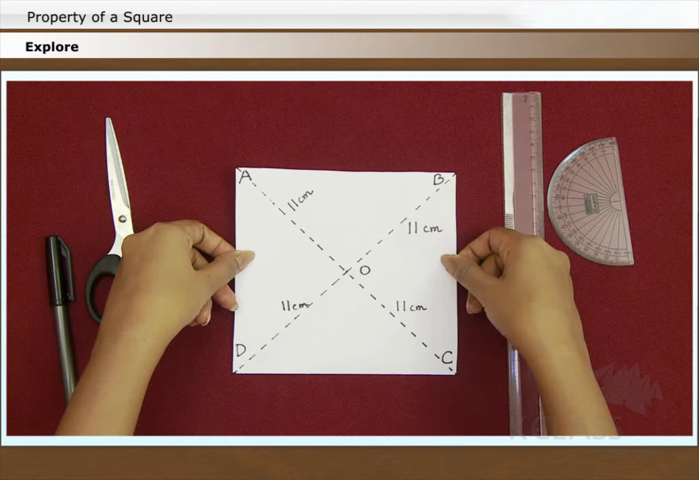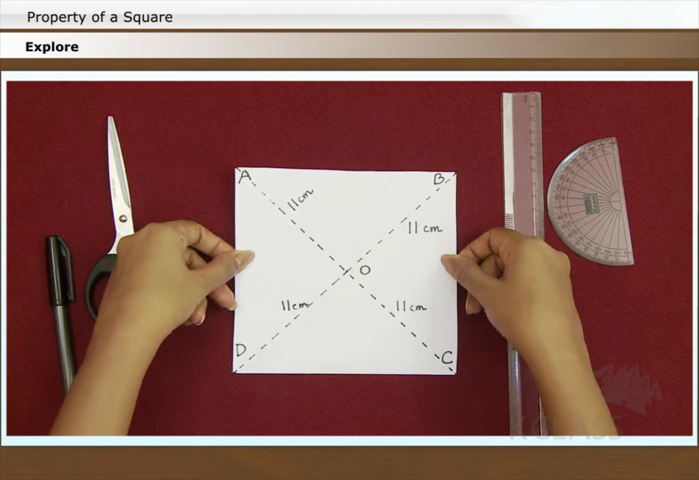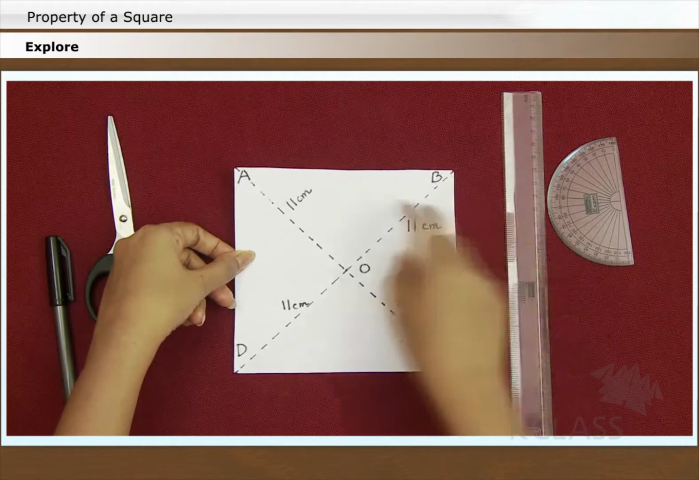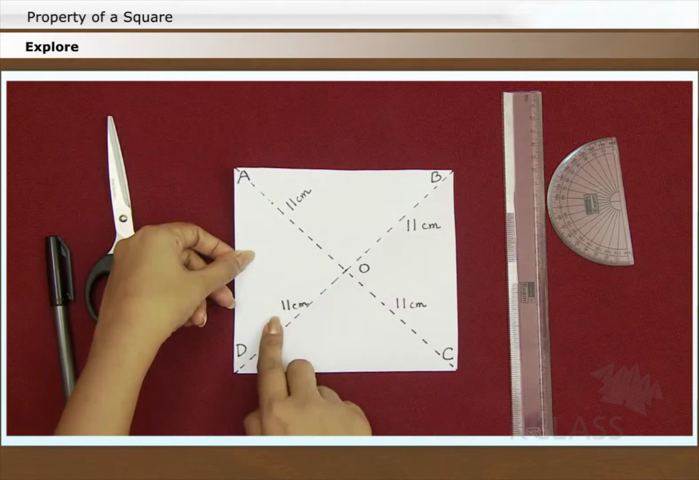Here AO is equal to 11 centimeter. OB is equal to 11 centimeter. OC is equal to 11 centimeter. And OD is equal to 11 centimeters. We find that they are equal.